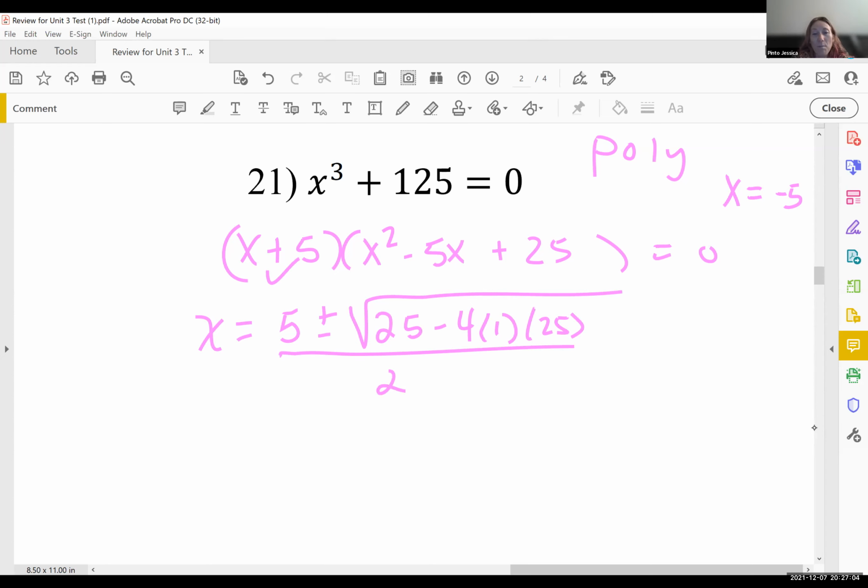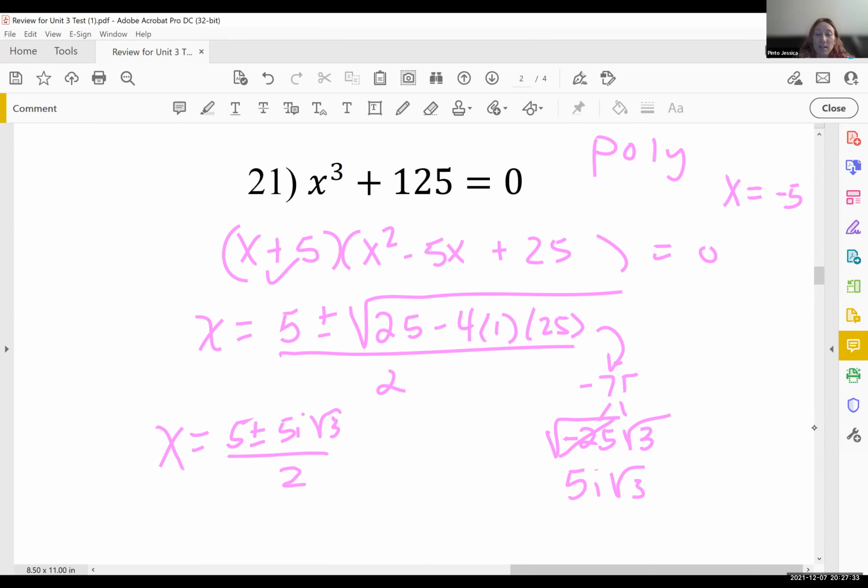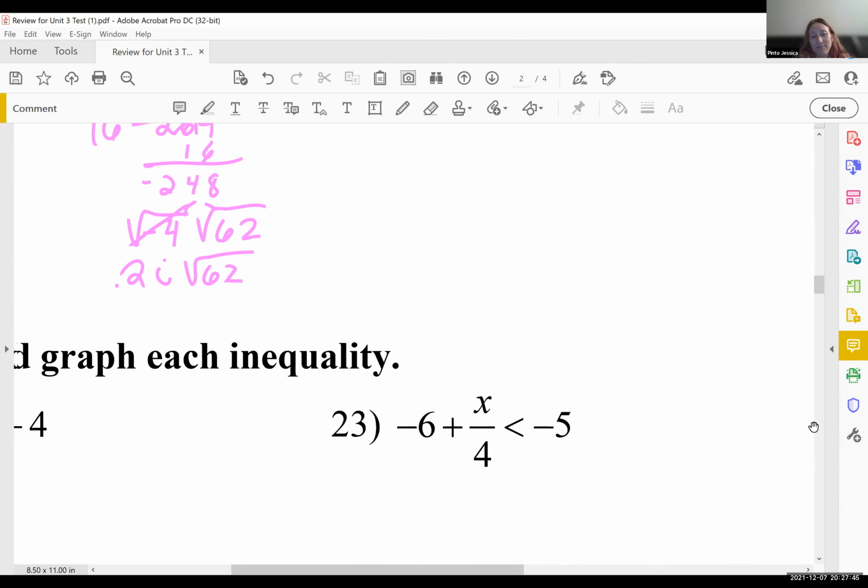So this is 25 minus 100, which is -75, which is -25 times 3. And the square root of -25 is 5i. The rad 3 stays. So my answers are x is equal to 5 plus or minus 5i rad 3 over 2. And so again, we see that whenever we have this cubic binomial, we get i rad 3 in our answers. That's good. It's nice that some of the problems have hints. Not all of them do.